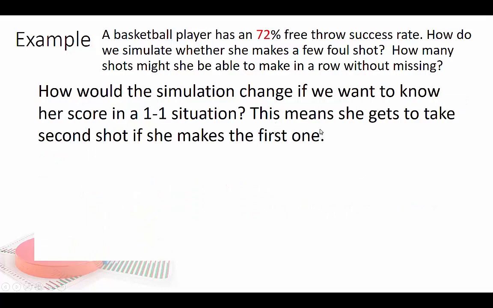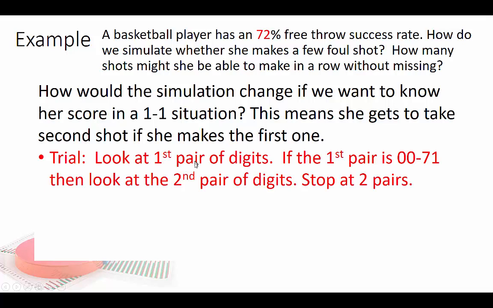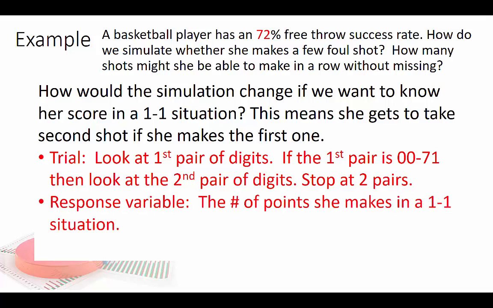How would the simulation change if we want to know her score in a 1-on-1 situation? That means she gets to take a second shot only if she makes the first one. So we're going to look at the first pair of digits. If the first pair is 00 to 71, she makes that shot, and then we get to look at the second shot. And we stop at 2 pairs at most because it's only a 1-on-1. You don't get to make 5 free throw shots. The response variable would be the number of points she makes in a 1-on-1 situation, and the statistic would be the mean number of points.